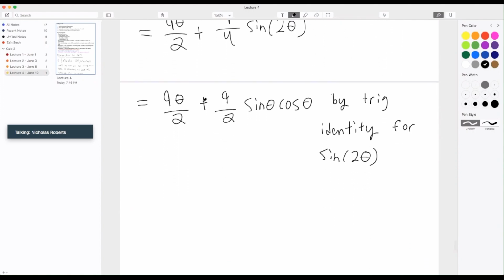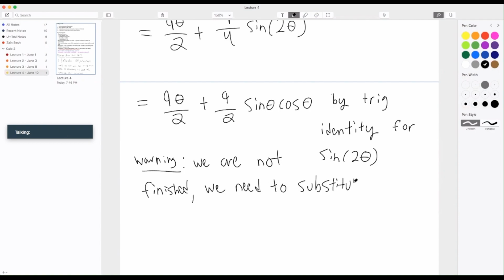So the most common mistake that I see now is that students think that we're done with the question. We're not. So, warning, we are not finished. I want everyone to just make note of that. We need to substitute back in for x. If you stopped here, well, you wouldn't get 0 credit, but you would not get full credit.